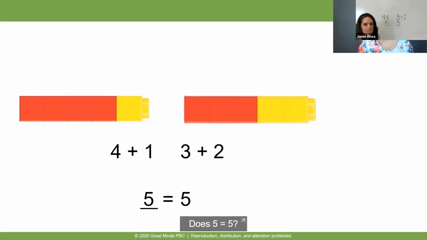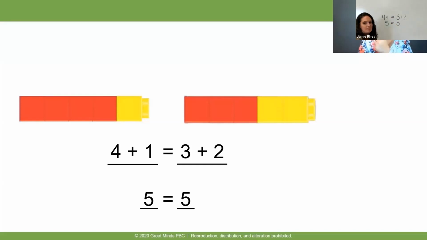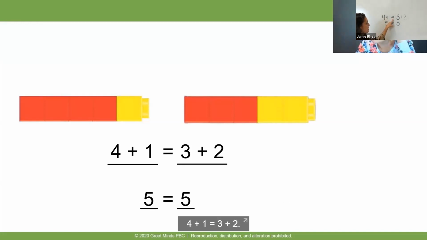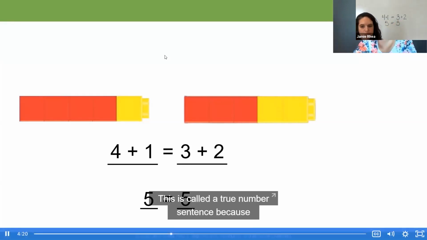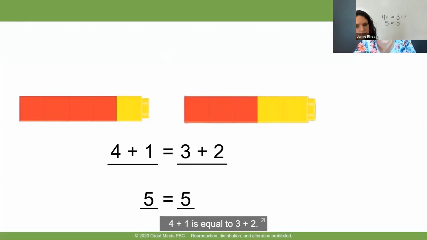Does 5 equal 5? It sure does. So then does 4 plus 1 equal 3 plus 2? Yes, it does. Let's say the number sentence starting with 4 plus 1. 4 plus 1 equals 3 plus 2. This is called a true number sentence because 4 plus 1 is equal to 3 plus 2.